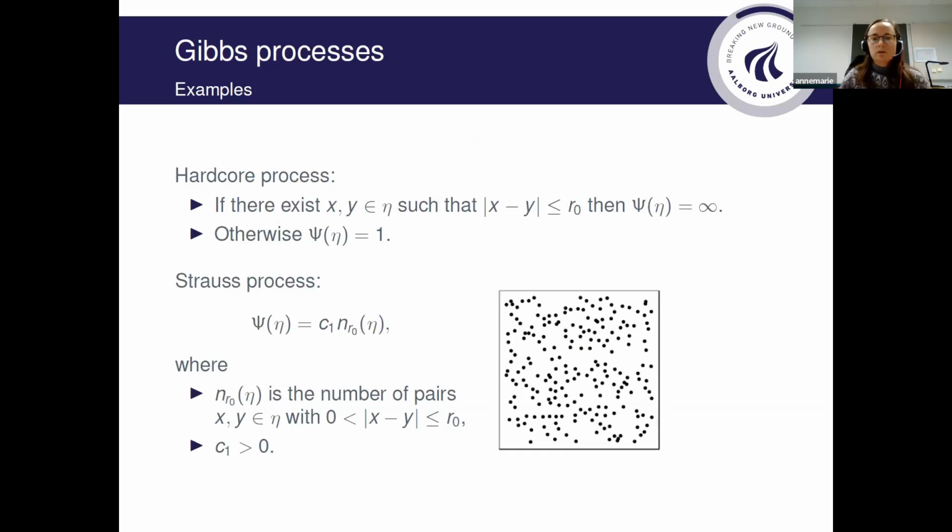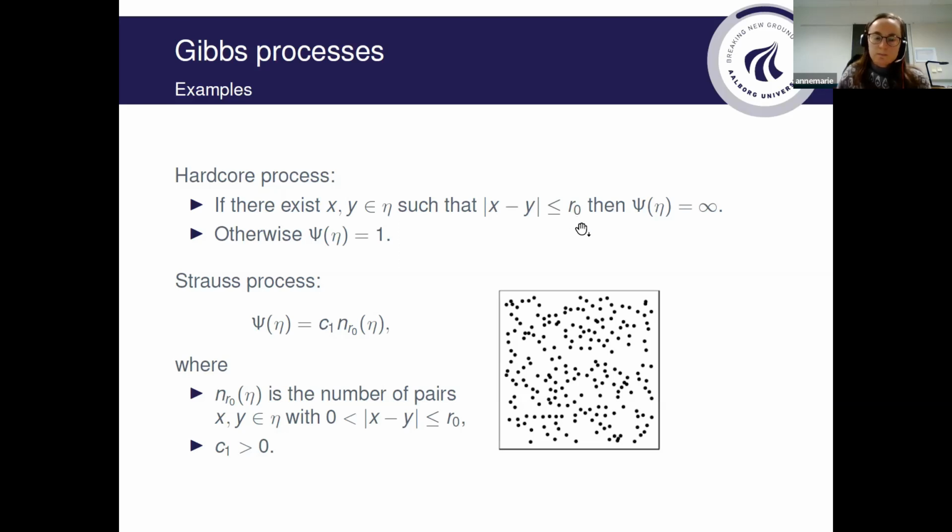So here's the most simple example: we set the energy to infinity when there are 2 points in the configuration that are closer than R0, and otherwise we just set the energy to be 1. When the energy is infinite, it means that the configuration cannot occur. So it means that we cannot have configurations where 2 points are closer than R0.